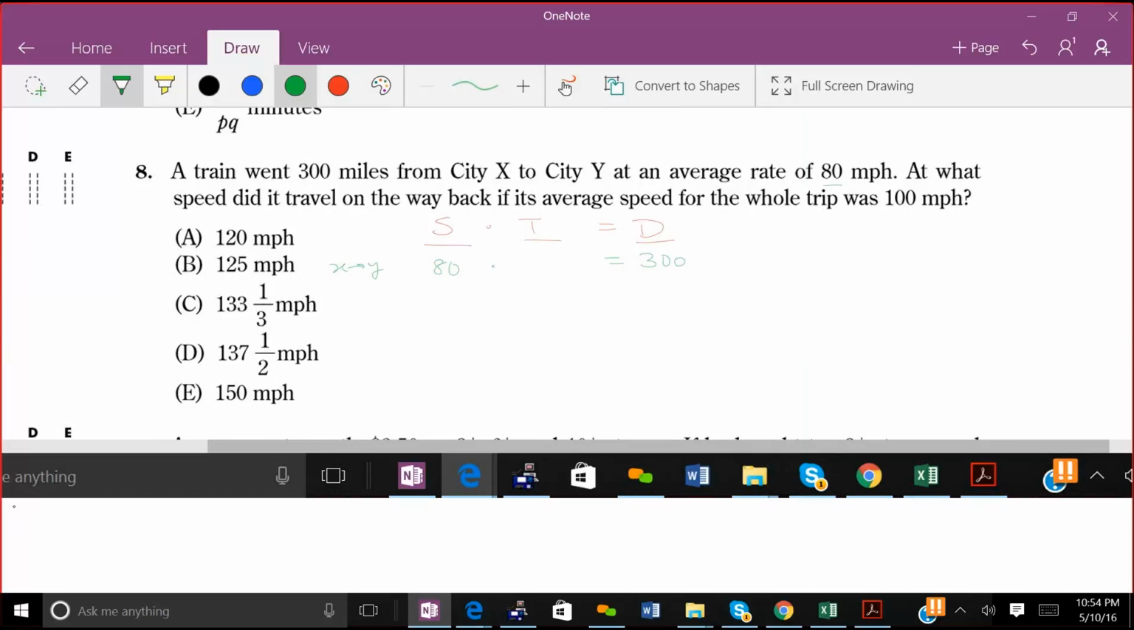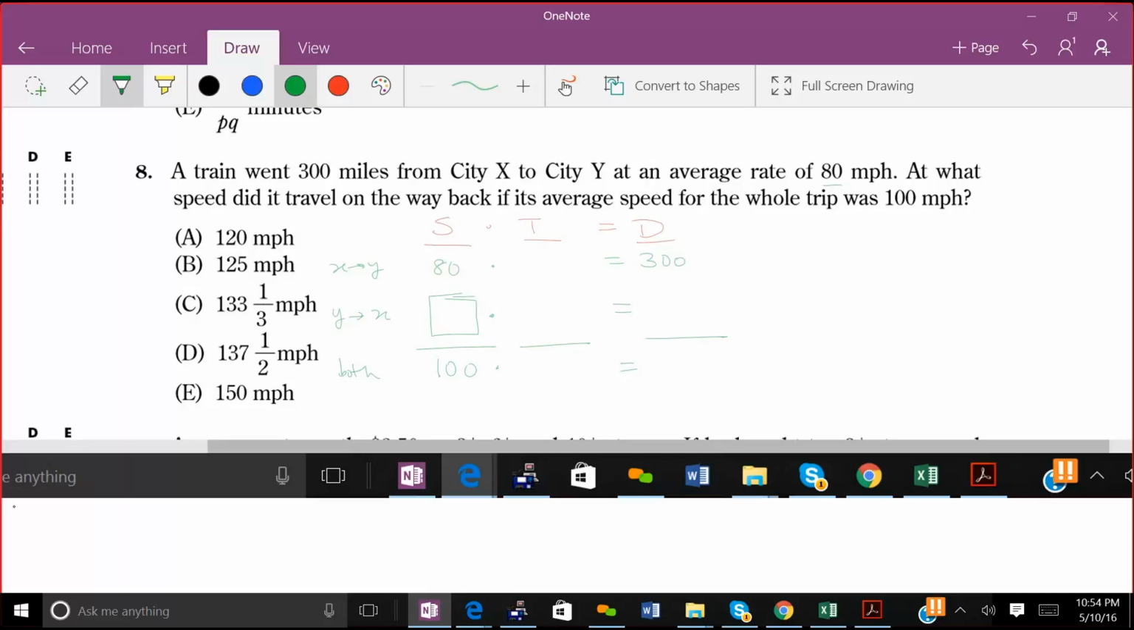At what speed will it travel on the way back? So Y to X, what speed? This is what we need to find out. Okay, this is our goal. But they did not give us the time. They did not give us the distance. And they also tell us the average speed for the whole trip was 100. They did not give us any time or any distance. So it looks like there are 9 spaces in this puzzle, but the question gave us three of those.